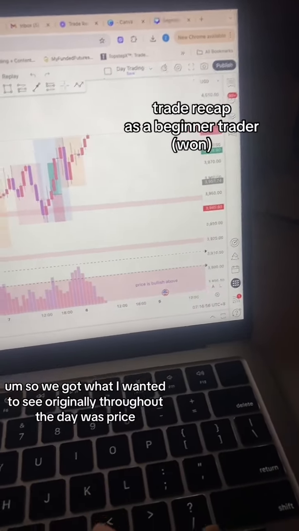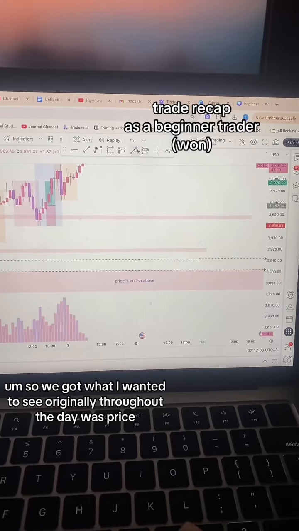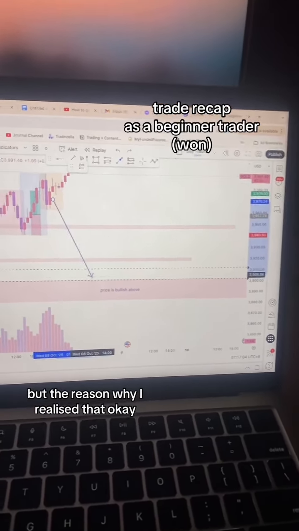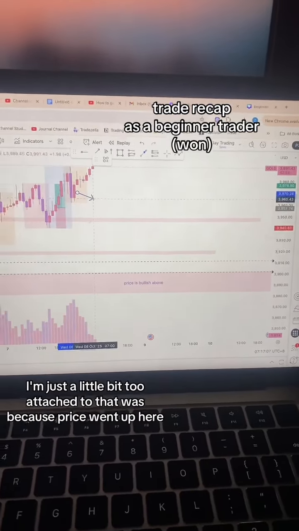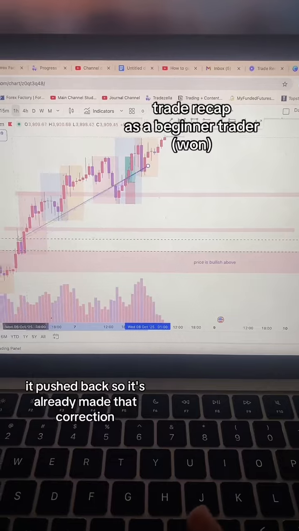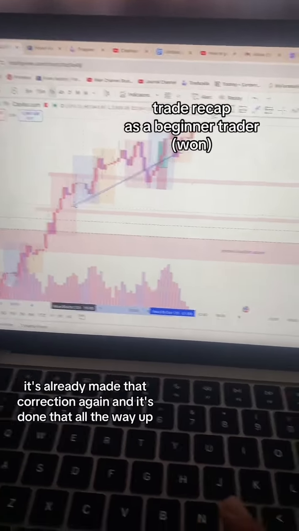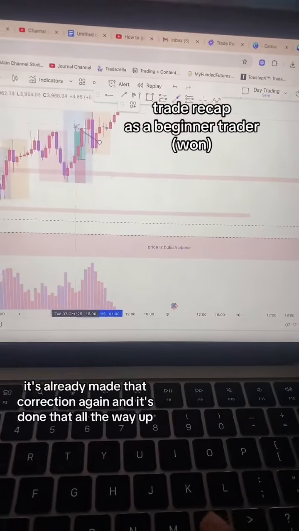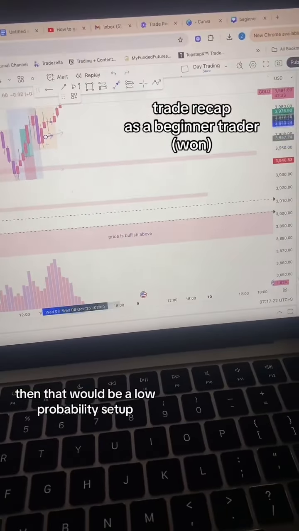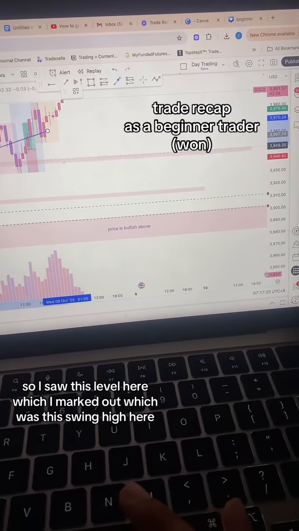So what I wanted to see originally throughout the day was price go and retrace back to here and buy up, but I realized that I'm just a little bit too attached to that. Price went up here, it pushed back, so it's already made that correction, it pushed above this high and pulled back, it's already made that correction again, and it's done that all the way up, so there's no reason for it to come all the way back down, and if it does, then that would be a low probability setup.